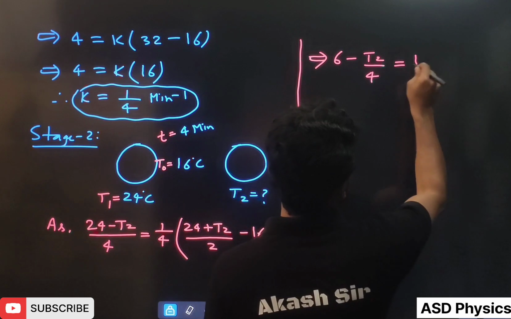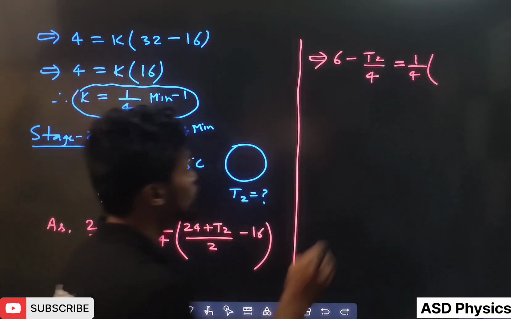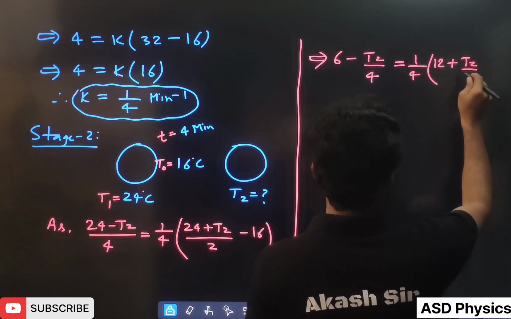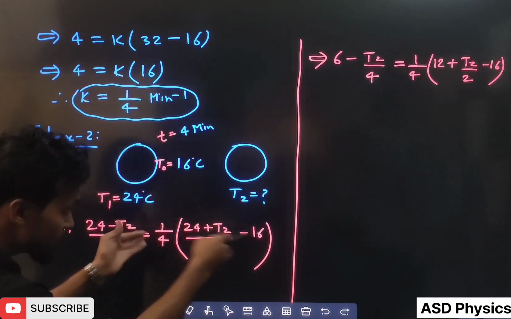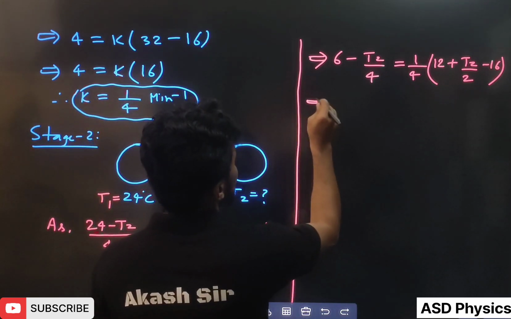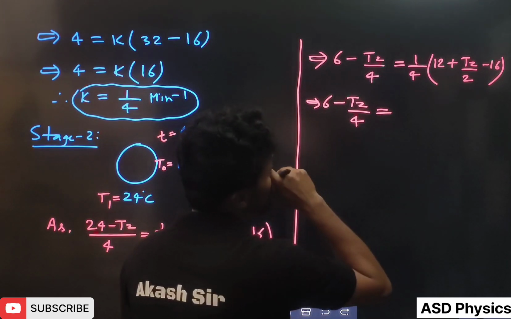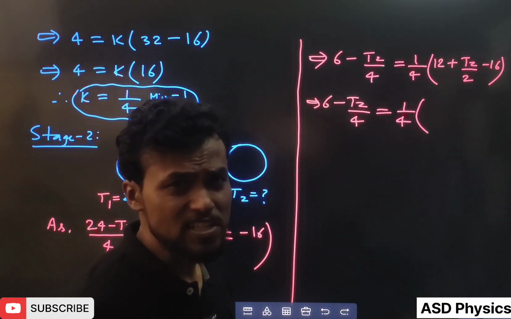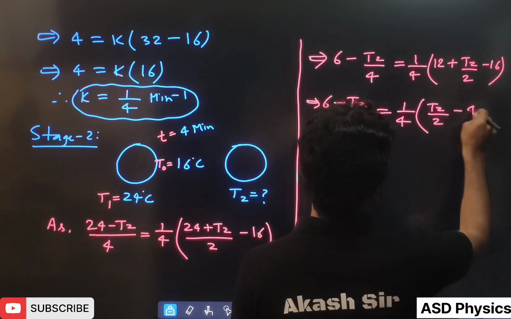but first let's rationalize it here. So 1 by 4, 24 by 2 will come 12: 12 plus T2 by 2 minus 16. Is it correct only? We have separated it here. Now 6 minus T2 by 4 is equal to 1 by 4, and here 12 minus 16 means minus 4. So we can write T2 by 2 minus 4.